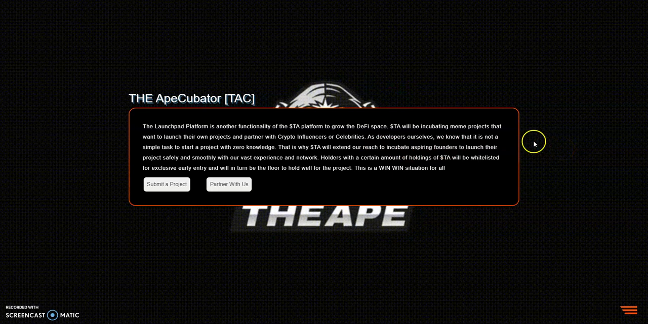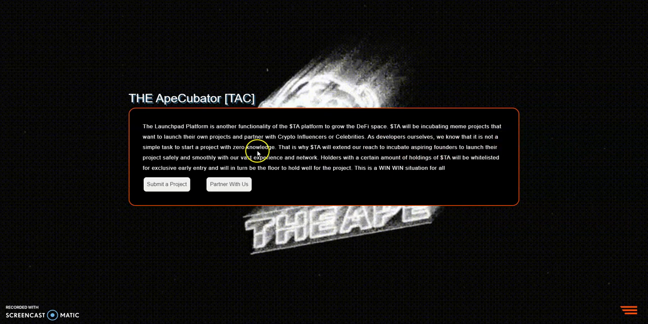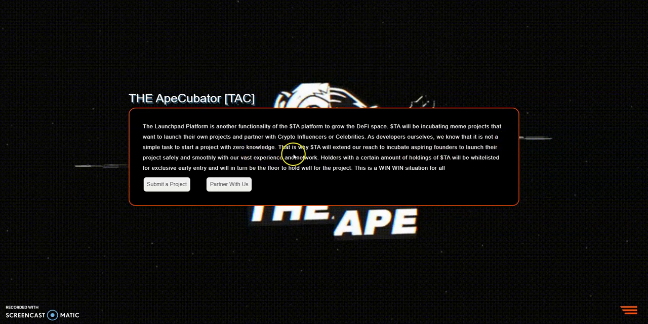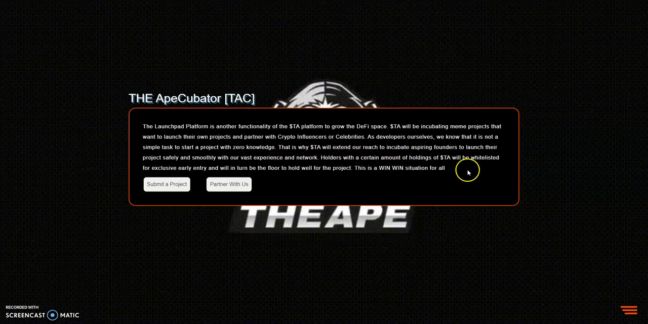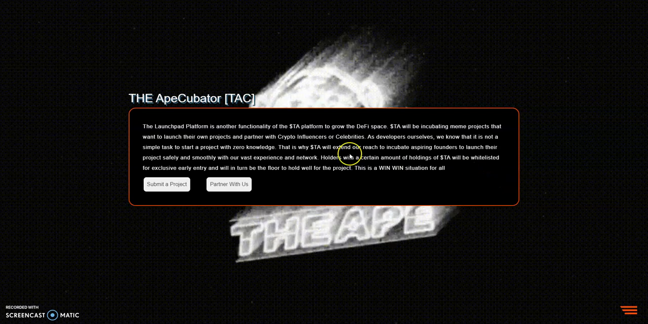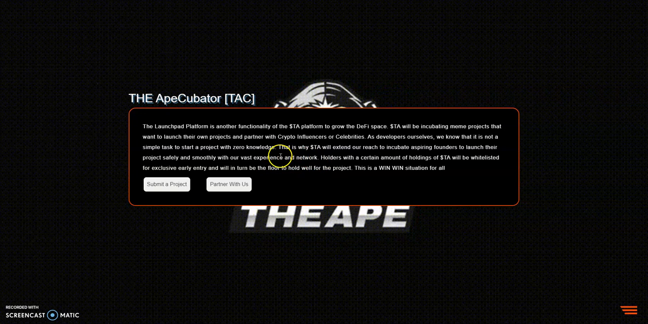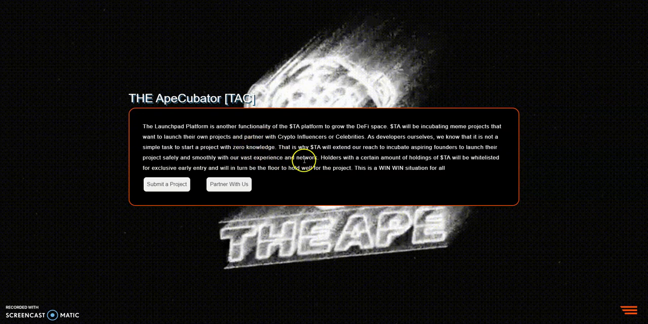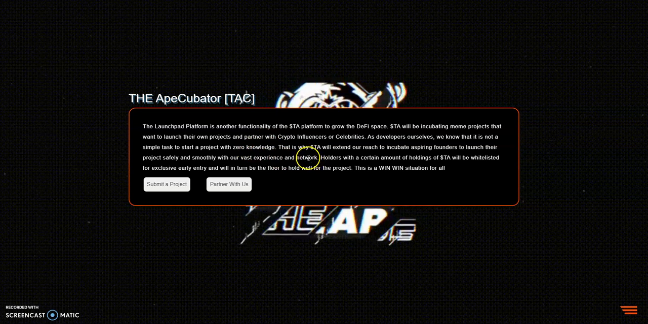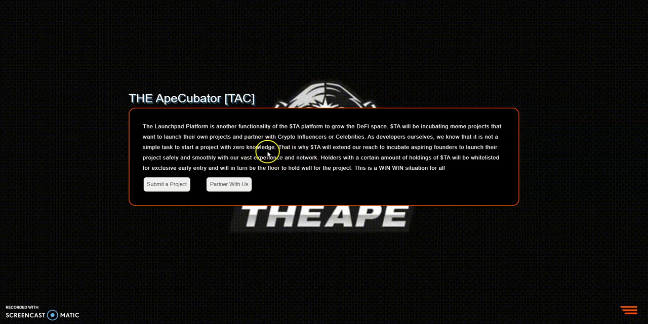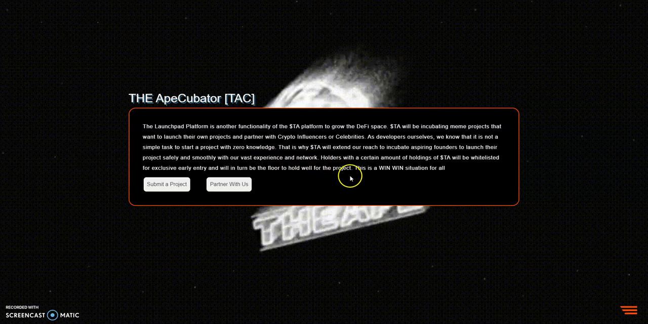As developers ourselves, we know that it is not a simple task to start a project with zero knowledge. That is why TA will extend our reach to incubate aspiring founders to launch their project safely and smoothly with our vast experience and network. These things right here stand out to me. Sometimes even if you have zero knowledge, even if you have all the knowledge, it's not what you know, it's who you know. And we've got to combine these things. The knowledge and the networking is how things are going to get a lot further, right?